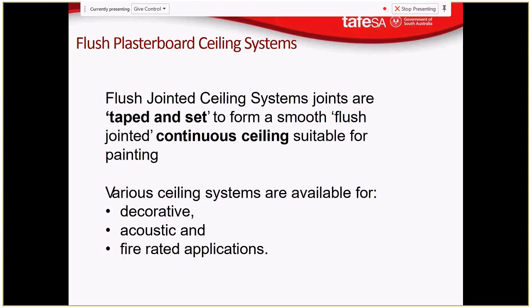In a flush jointed ceiling system, joints are taped and set to form a smooth, flush jointed continuous ceiling suitable for painting. Various ceiling systems are available for decorative, acoustic, and fire-rated applications. So there we have our main parameters for use, or main reasons why we would use plasterboard.